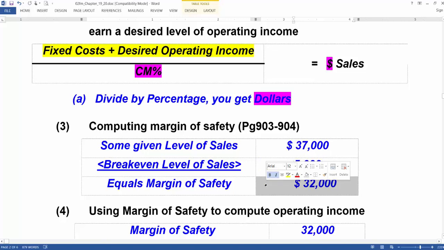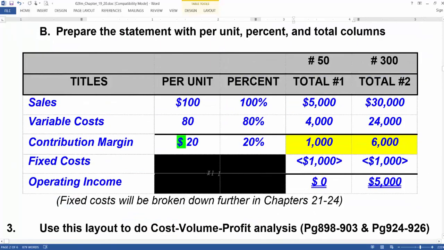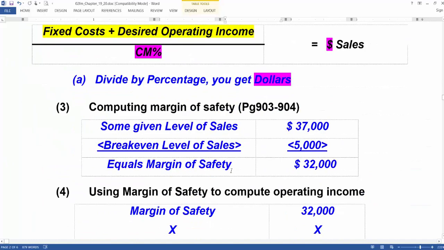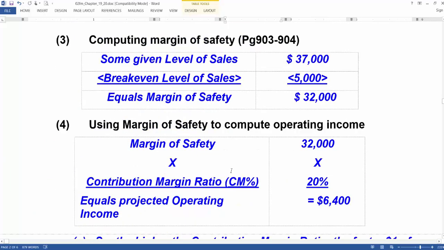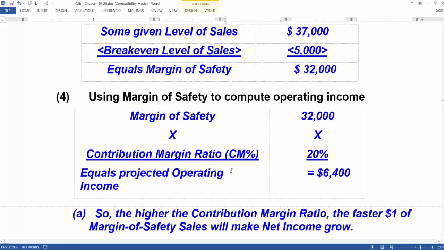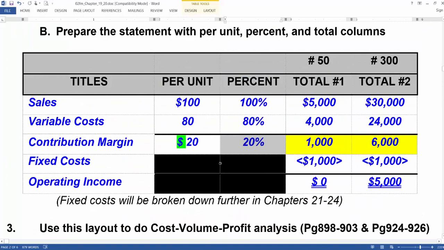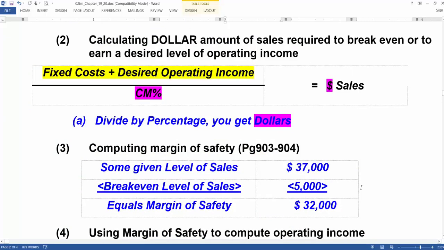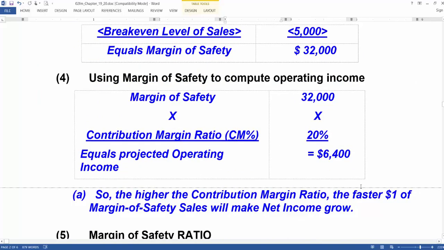The interesting thing about this is you can take that margin of safety times your 20% contribution margin ratio and get the profit that I'm going to produce. 32,000 times 20% will give me $6,400 of income. So if you were to plug the 6,400 into this table up above, you would see that 6,400 minus its associated variable costs will equal the contribution margin, then minus 1,000 will give me a leftover amount of income of 6,400. So the higher your contribution margin ratio, the faster your margin of safety sales will make your net income grow.